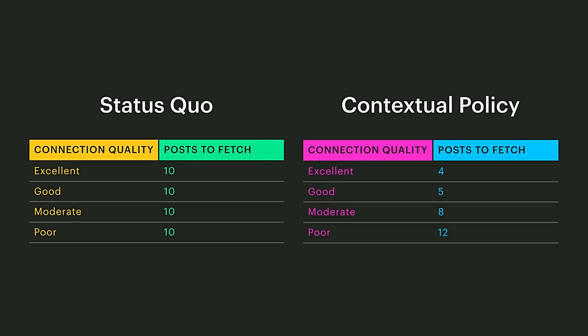Using this method, we were able to tune four parameters. Ultimately, we arrived at a less intuitive result, which is that it's better to fetch more data on poor connections and less data on excellent connections. And this resulted in more responsive experiences while simultaneously reducing server load and data usage.